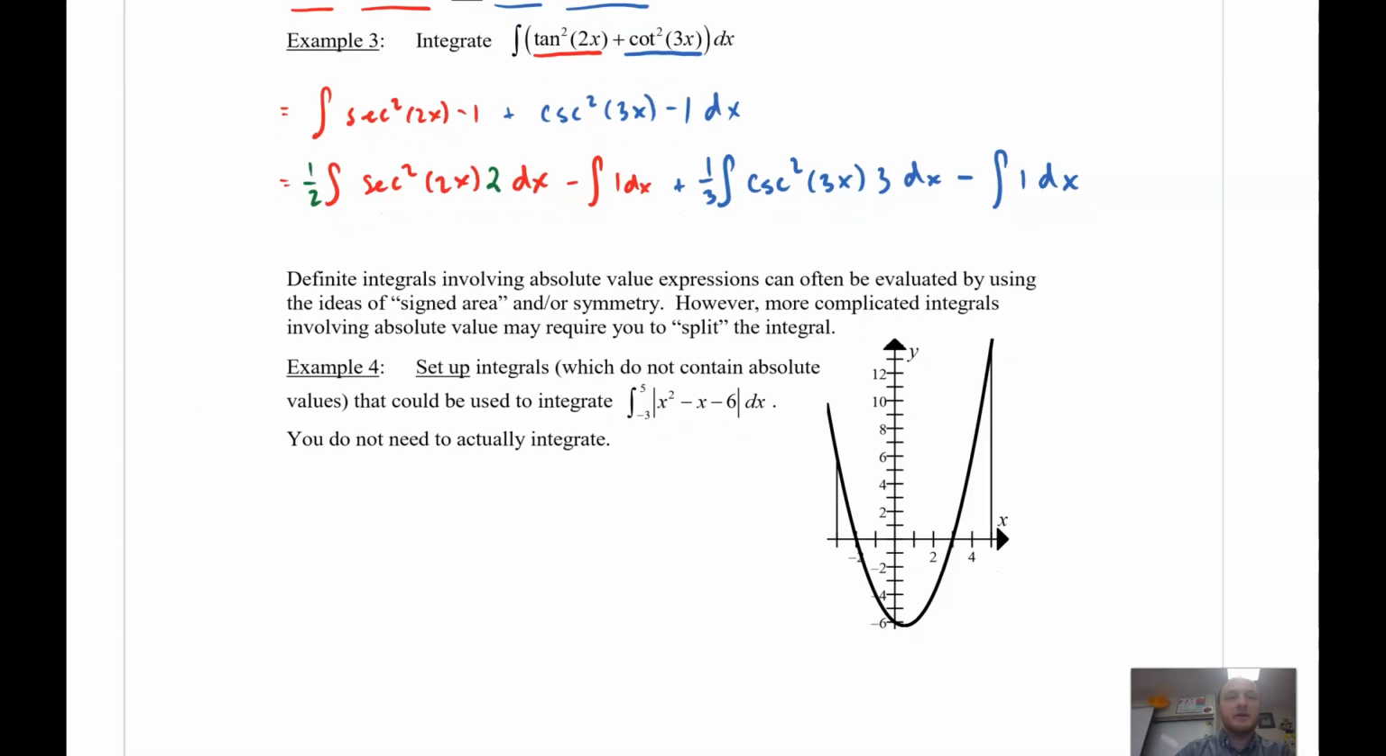And I can integrate all of these. Very, very straightforward. So this is 1/2, and what's the antiderivative of secant squared? Well, that is tan. Tangent of 2x, minus x. Plus, what's the antiderivative of cosecant squared? Well, that is cotan. So 1/3 cotangent of 3x minus x plus c. And there you have it.